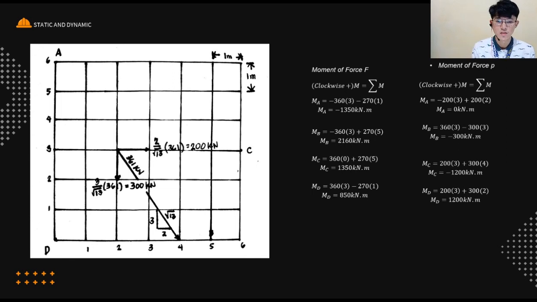So, ang next naman natin is moment sa D. So, moment D equals 360 dahil nga counterclockwise. So, 360 times 3, which is yung distance niya from the D. And then, minus 270, dahil counterclockwise, times 1. So, yung moment natin sa D sa unang force is 850 kN meter. So, next naman ay gagamitin natin yung isa pang force, which is yung force P.